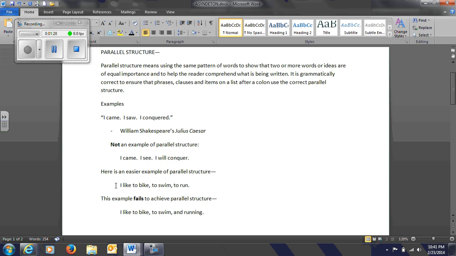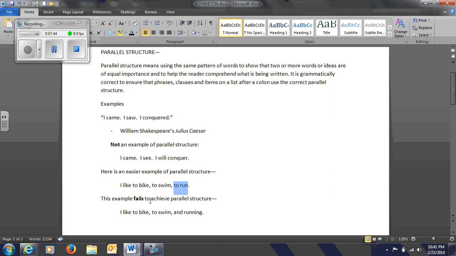This is something you might see on the course test. I like to bike, to run, to swim. In case you don't know what these are called, infinitives. And notice we just list them in a row, three in a row here. And this is also a sentence. I don't see any conjunctions.